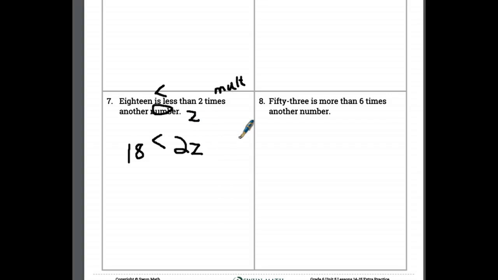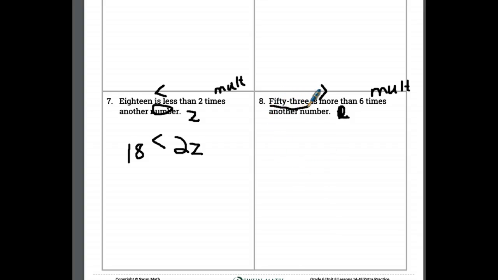And number 8, 53 is more than 6 times another number. Is more than. There's my greater sign. 6 times, that's multiplication. Another number, and this one is going to be E. I'm picking E for my variable. Whatever letter you picked, that's fine. And now I'm going to write my inequality.